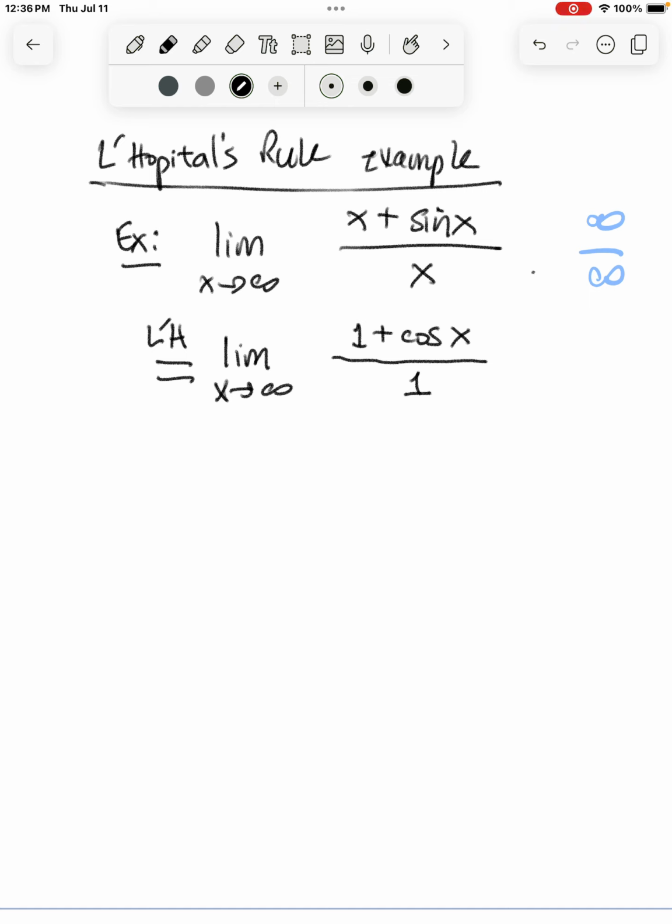Now what's the limit as x goes to infinity of 1 plus cosine x? It doesn't exist, right? The limit doesn't exist because this function, 1 plus cosine x, is just a wave shifted up by 1. So there's no limit because as x goes up to infinity, the y values don't approach any particular number. So the limit here does not exist.